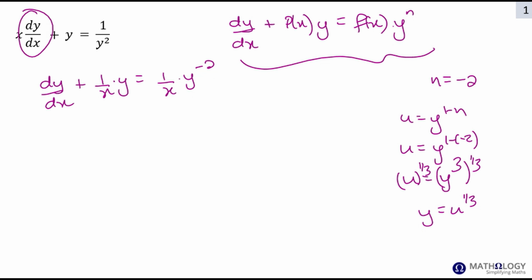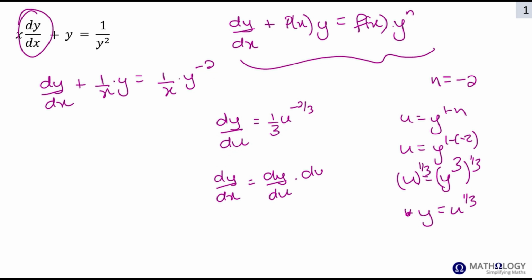We also have dy/dx, and we're going to need to differentiate this expression, y equals u to the third, and then we need to use the chain rule as well to have an expression for dy/dx. So let's just start with dy/du, which will be a third u to the third minus 1, so the exponent will be minus 2/3, and then using the chain rule, dy/dx equals dy/du times du/dx.